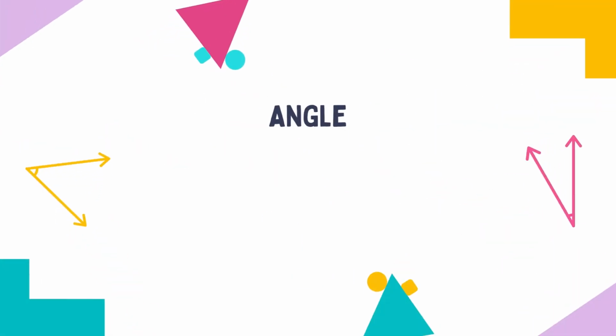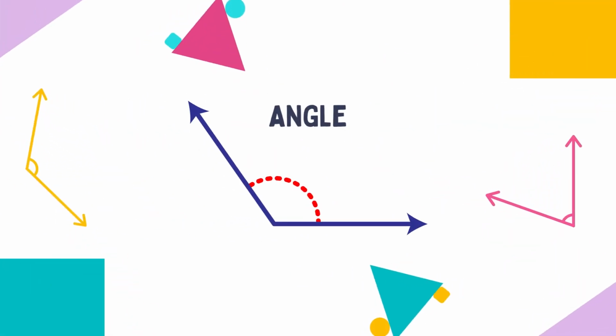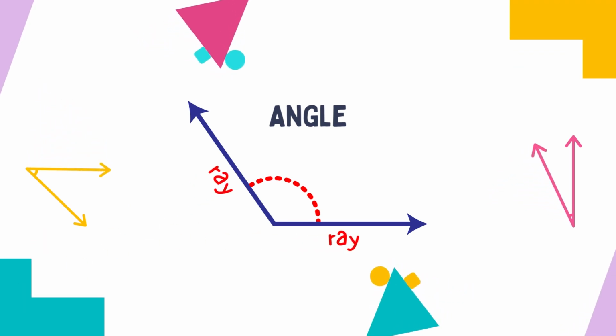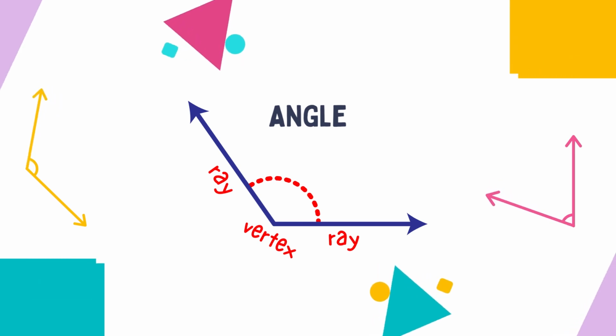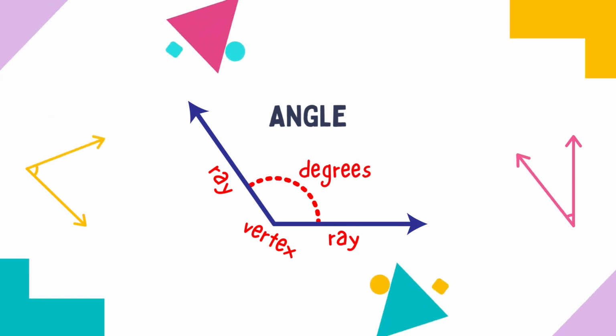In geometry, we say that an angle is the figure formed by two line segments called rays sharing a common endpoint called the vertex of the angle. Angles are measured in degrees.